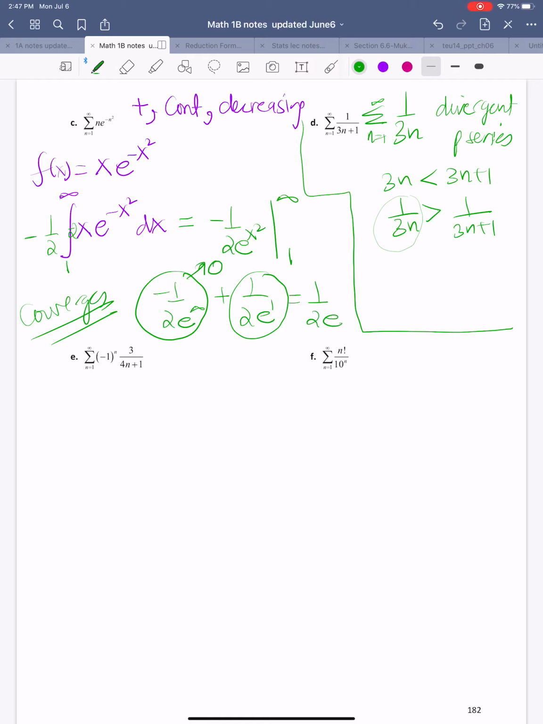If the smaller one diverges, then we can say the bigger one diverges. If the bigger one converges, we can say the smaller one converges. But if the bigger one diverges, then the smaller one may converge or may diverge. So this does not help. So direct comparison does not help. Let's go ahead and try limit comparison test.